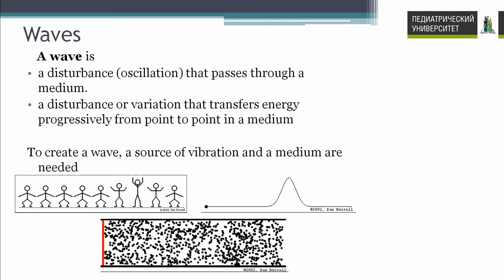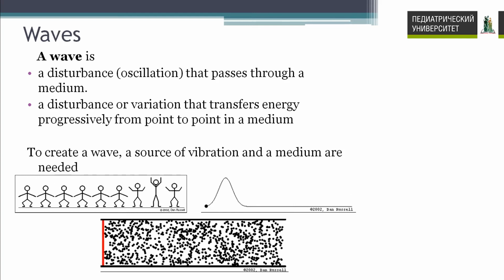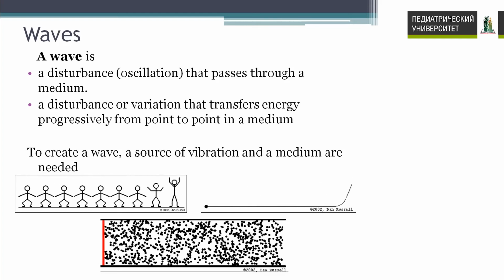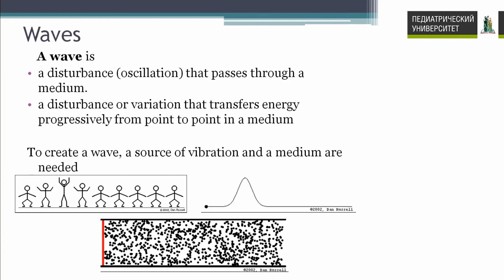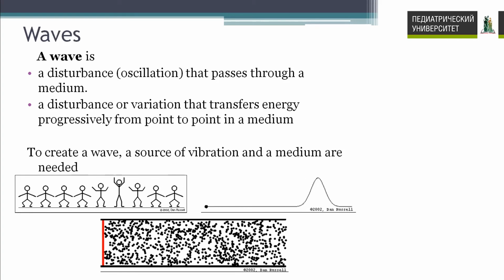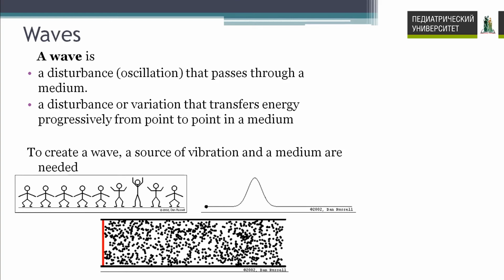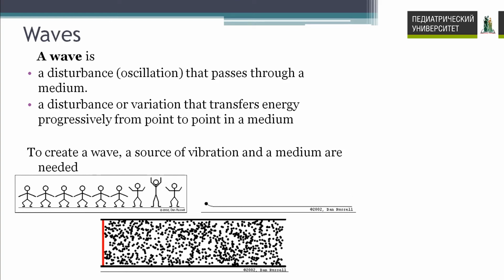Now, having built the foundation of our house, we must begin to build the walls. The walls in our situation will be waves. And a wave is already a more complex process than the oscillation. Let's consider. Firstly, a wave is a disturbance passing through a medium. And secondly, a wave can also be called a disturbance or change that gradually transfers energy from point to point in the medium.